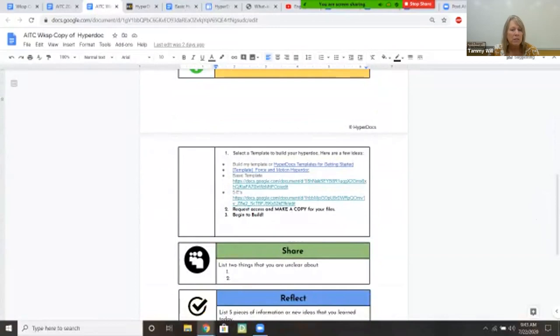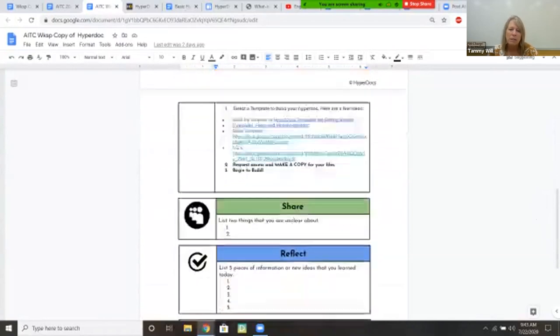Here's some more links to templates for you. Here's a build your own. Here's the basic template. Here's a 5E template. You just, again, request access, make your own copy, and begin your build.